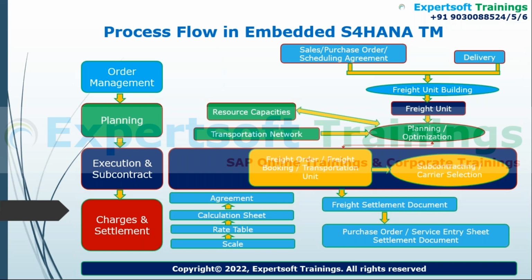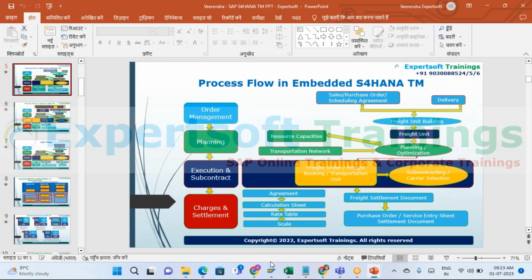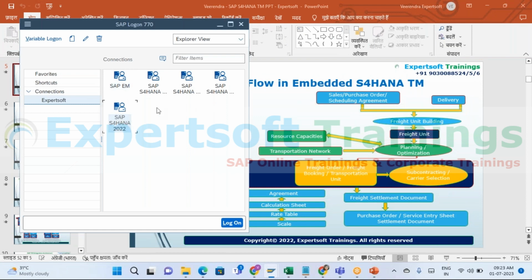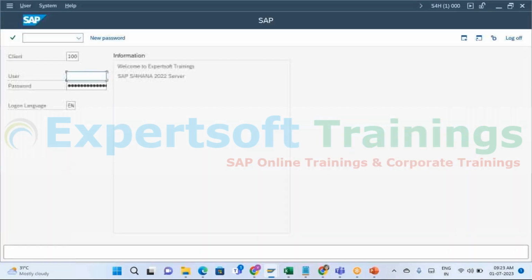Just below the freight unit, there's planning and optimization. So is it a kind of small tool, or is there a transaction wherein planning can be done in this transportation? Yes, so this is my server.